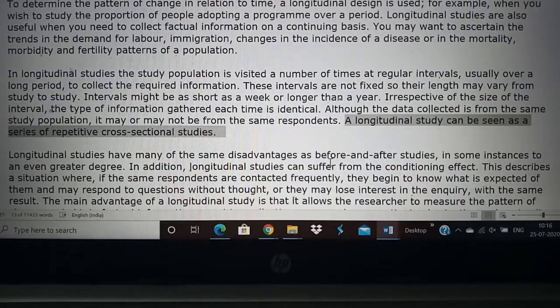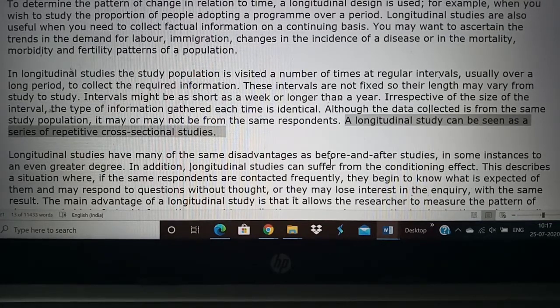Whereas a longitudinal study is a series of cross-sectional studies. So you take a study population, you do research on them, you ask questions about a particular aspect, and then after 1 month or 6 months or 1 year, you take the same study population, you follow them up, and you ask the same questions or some additional questions also, and then you will be able to compare the change in the attitude or behavior or all these aspects for the same patient. So the advantage of a longitudinal study is you will be able to measure the change in behavior, in attitude, in knowledge of a particular group of people. But the disadvantage of a longitudinal study is it is time consuming and it can suffer from the conditioning effect.